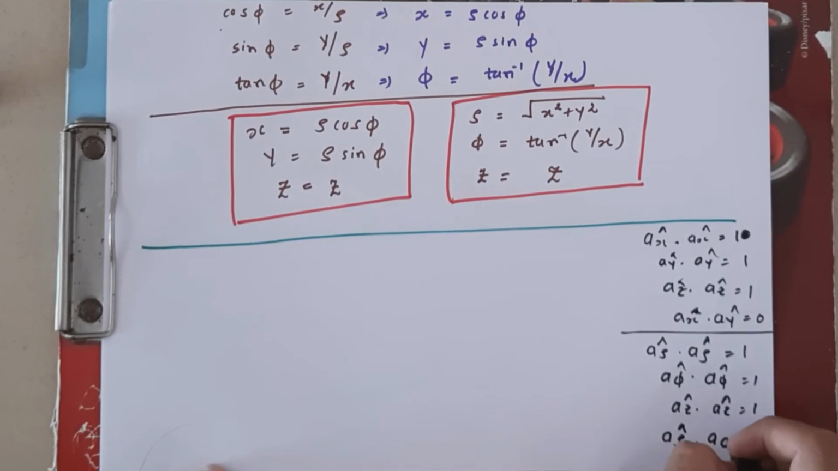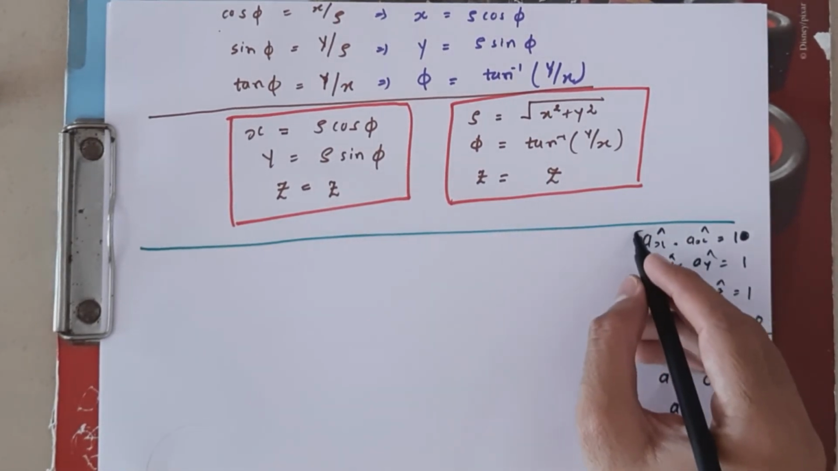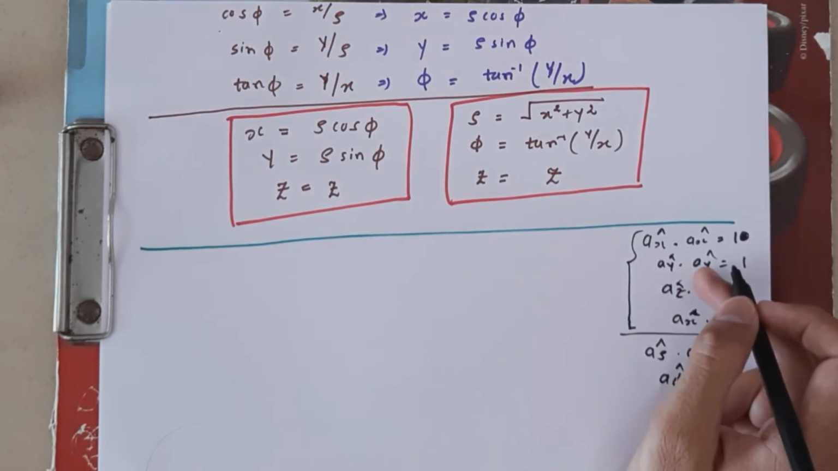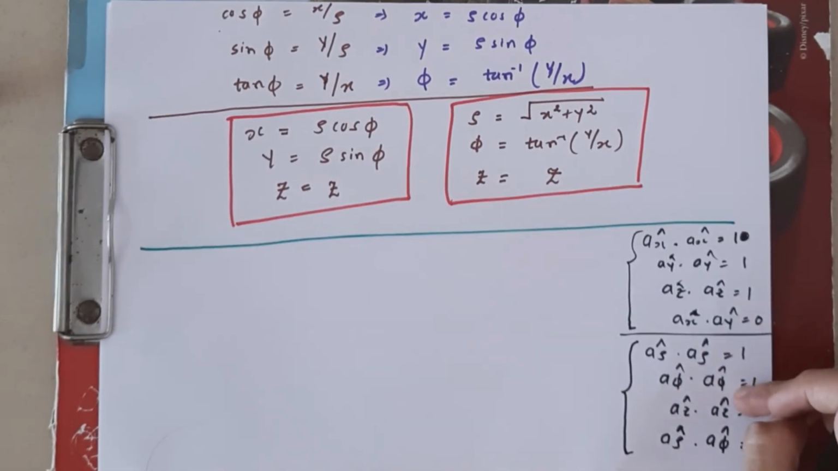a_rho dot a_phi is 0. Similarly, a_rho dot a_z is 0, and a_phi dot a_z is 0. Okay, so I have to write the dot product of unit vectors in the Cartesian coordinate system, and I have to write the dot product of unit vectors in the cylindrical coordinate system.